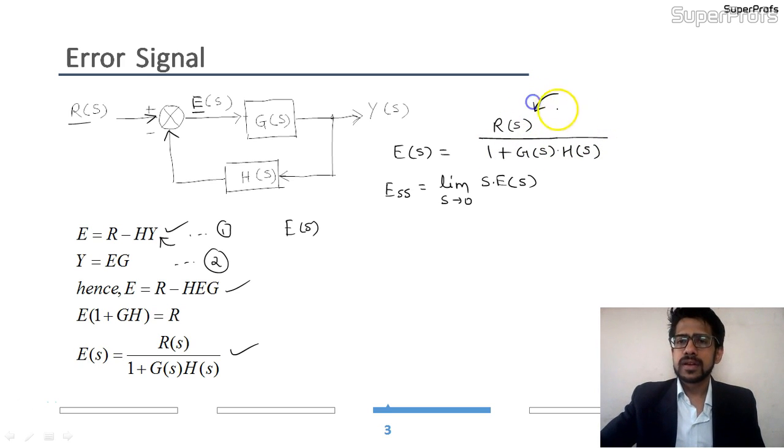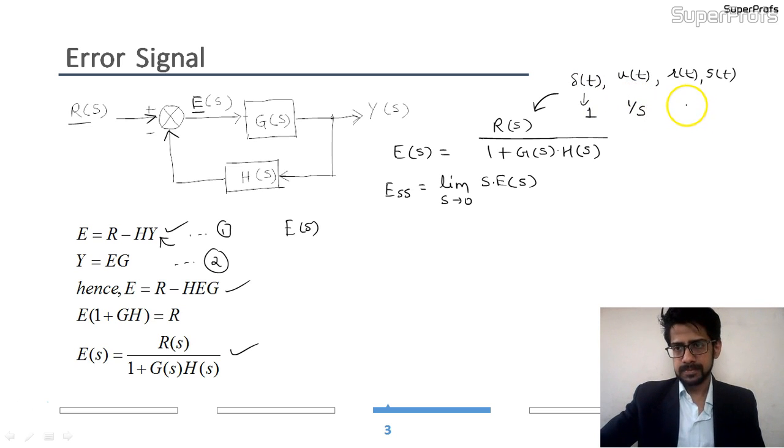This R of s is whatever input that we wish to apply to a system. This R of s could be a delta function, could be u of t, could be r of t, or a parabolic function. So taking its Laplace transform, it will be either 1, or 1 by s, or 1 upon s square, or even 1 upon s cube, depending upon the type of input that we are applying to the system.